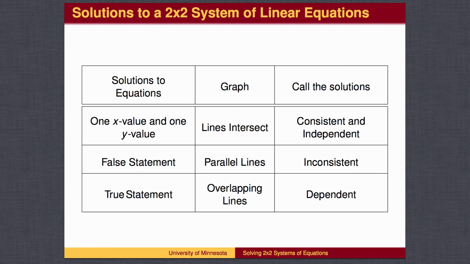To recap, if in solving the system of equations you find one x value and y value, the two lines intersected, and the system is called consistent and independent. The solution will be a single ordered pair. If in solving the system of equations you get a statement that is false, the two lines were parallel, and there is no solution. The system is called inconsistent. If in solving the system of equations you get a statement that is true, the two lines were overlapping, and the system is called dependent.